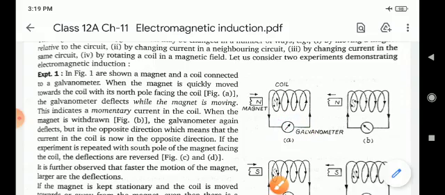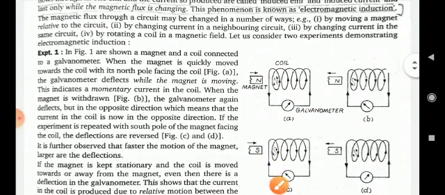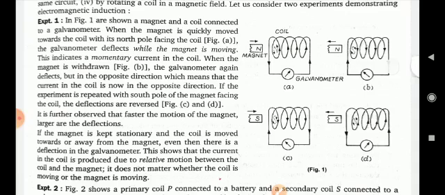So children, when the magnet is quickly moved towards the coil with its north pole facing the coil, the galvanometer deflects while the magnet is moving. This indicates a momentary current in the coil. When the magnet is withdrawn, as in figure B, the galvanometer again deflects but in the opposite direction, which means that the current in the coil is now in the opposite direction. If the experiment is repeated with the south pole of the magnet facing the coil, the deflections are reversed.